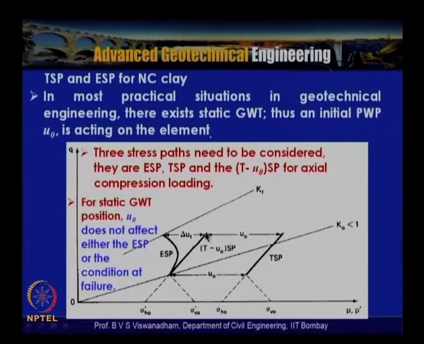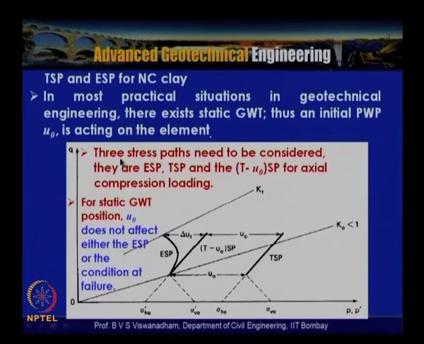By taking the initial pore water pressure into consideration, we have this T minus u naught SP, and from there, if it is subjected to shear loading without allowing drainage, the stress path traverses like this. So we are showing here three stress paths. One is the total stress path, another is the T minus u naught SP, where u naught is the initial pore water pressure because of the static groundwater table, and the other one is the effective stress path.